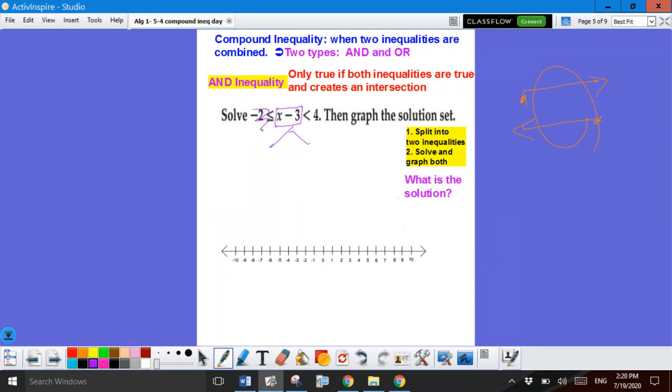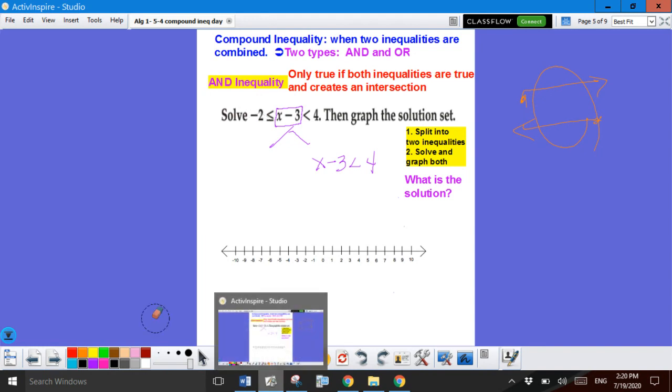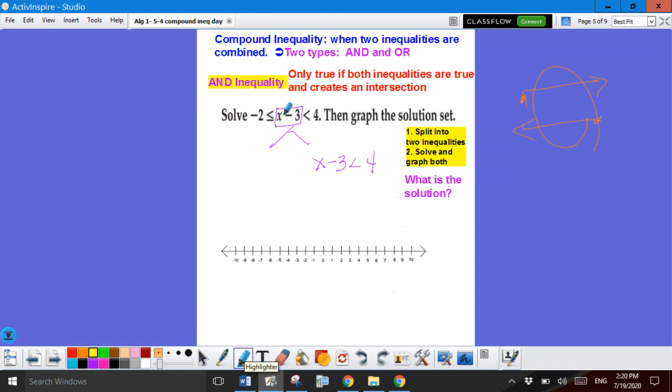I'm actually going to cross this out for a second, and I have an equation right here: x minus 3 is less than 4. Let me use the highlighter here. This is one equation, x minus 3 is less than 4. The second one is the other direction. So I have negative 2 less than or equal to x minus 3. Notice how this part is the same in both.